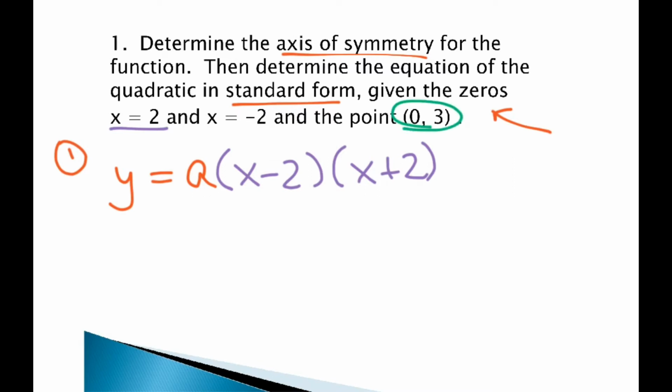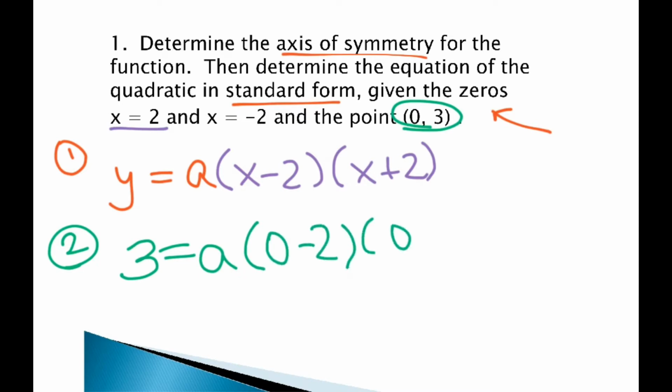So that's step 1. Then we're going to take this point that it goes through. Don't worry about the fact that, if you notice, that's the y-intercept. We can't really use that the way it is anyway. So what we're going to do in the second step is replace those points. So 3, that's my y. X is 0.